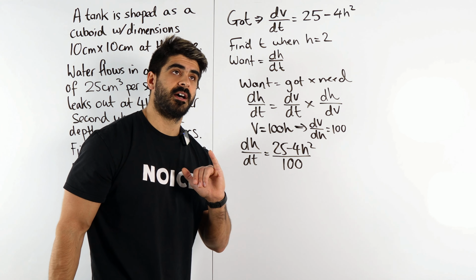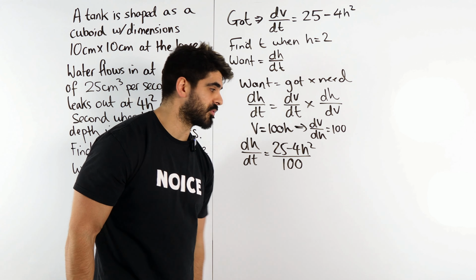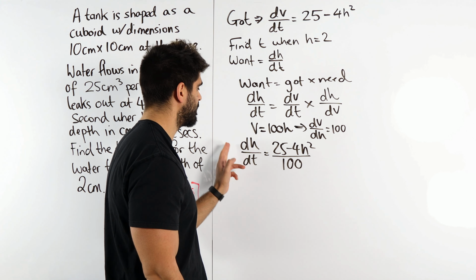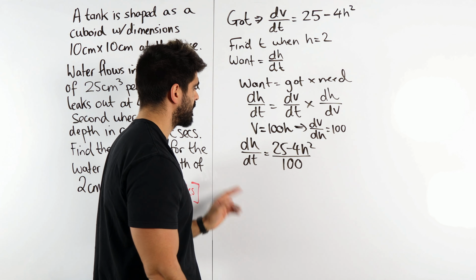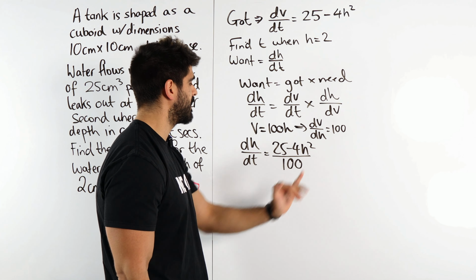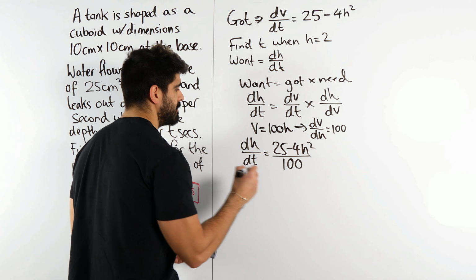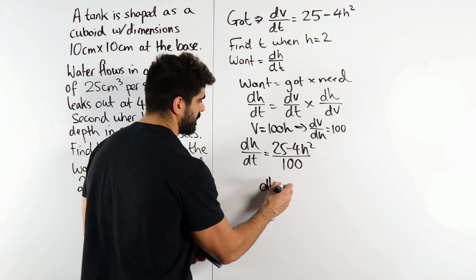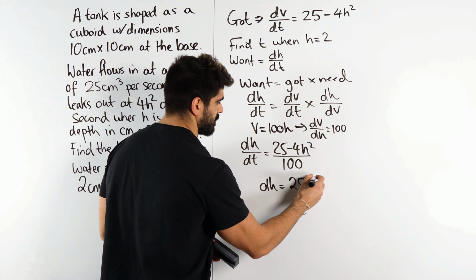Now, this is separation of variables, right? So we're going to bring all the h's over here and all the t's to that side. Now the first thing you should be doing is multiplying through by dt. And you do that because it tells you whether you need to include brackets or not.